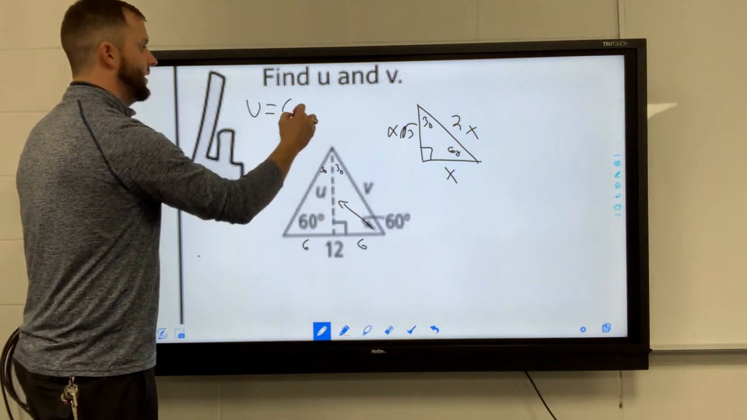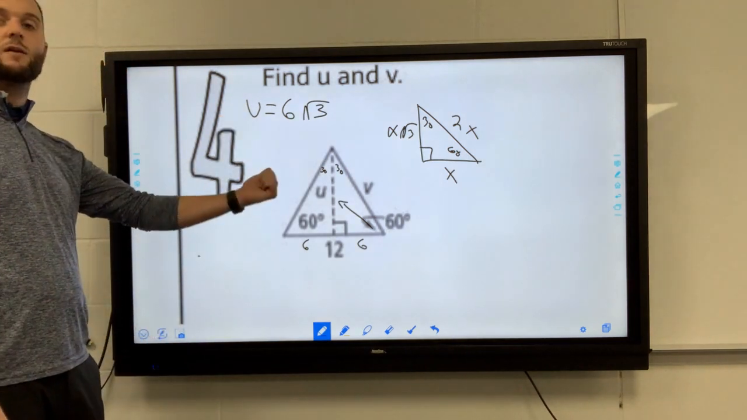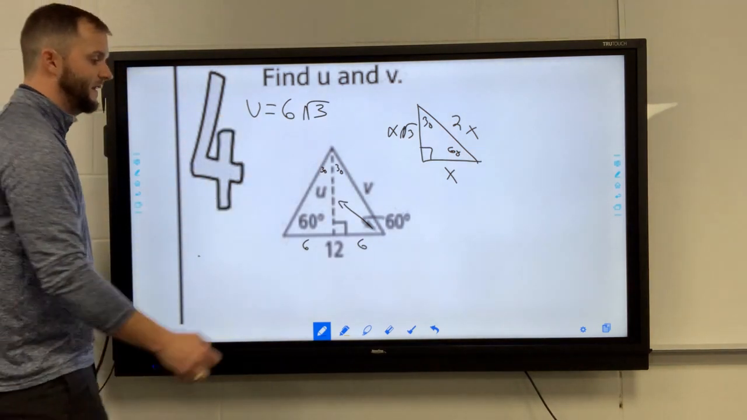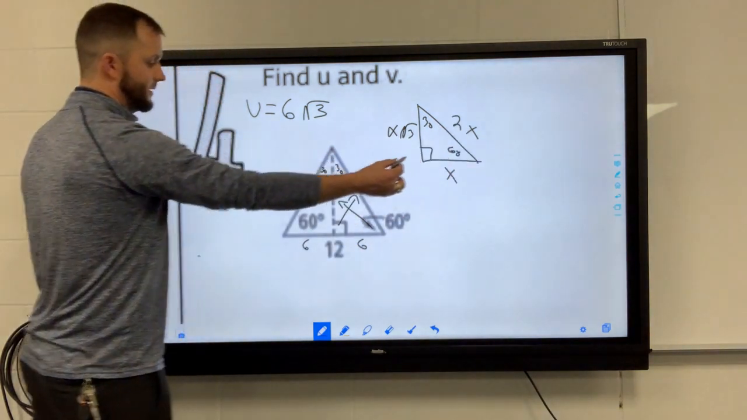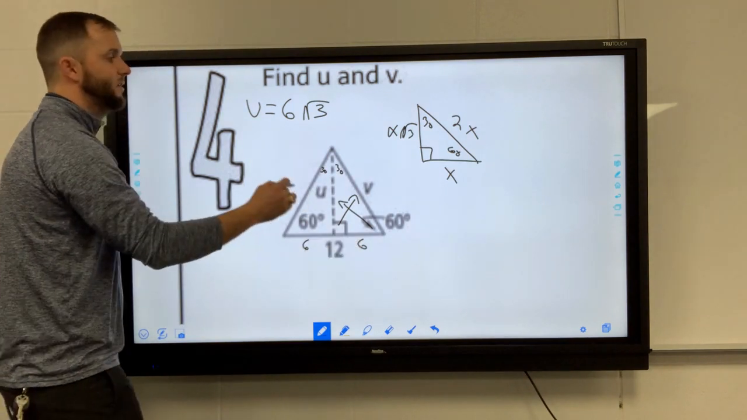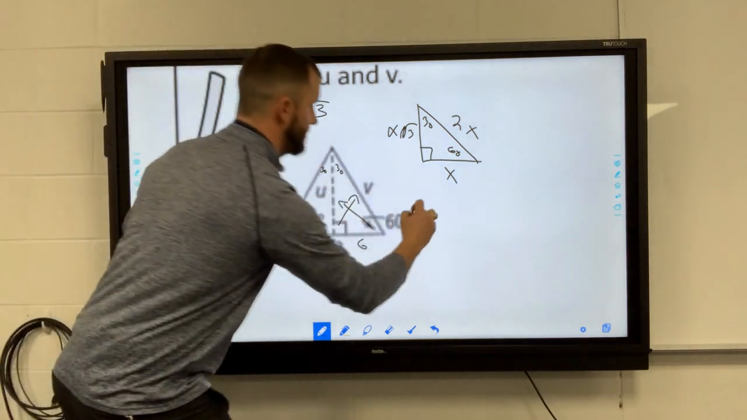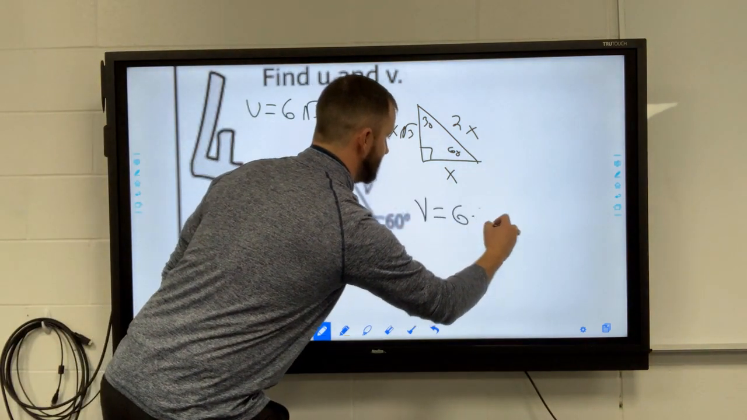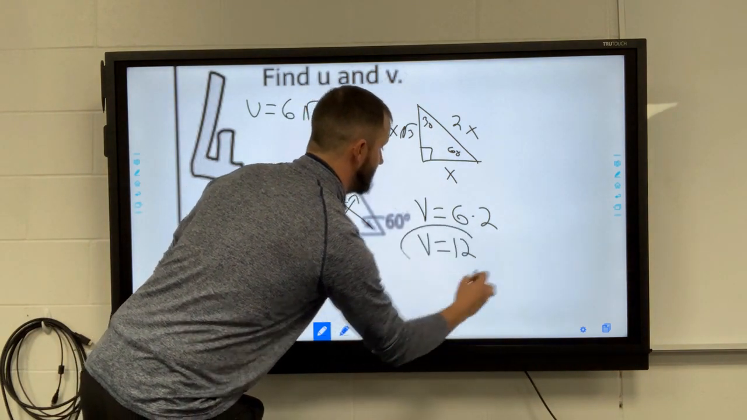So u is going to equal 6 times the square root of 3. Again, if I wanted to type that in the calculator to get a decimal, I could. Then lastly, opposite my 90-degree angle is going to be 2 times x. Again, x is going to be 6 here, so all I have to do to find v is multiply 6 times 2. So v is going to be 6 times 2, which is 12. So v is going to equal 12.